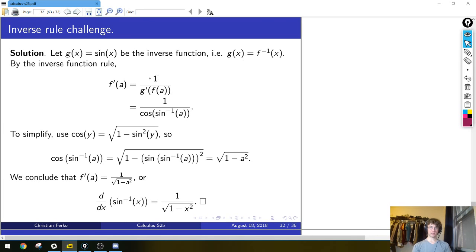Right, so here's the solution. Yeah, g prime of f of a, as you say, cosine of sine inverse of a, use this thing, use Pythagoras, sine of sine inverse of a quantity squared, 1 minus a squared, and that means the derivative of sine inverse of x is 1 over root 1 minus x squared. Good, same thing I said.